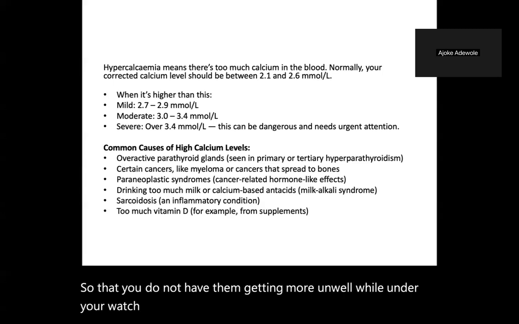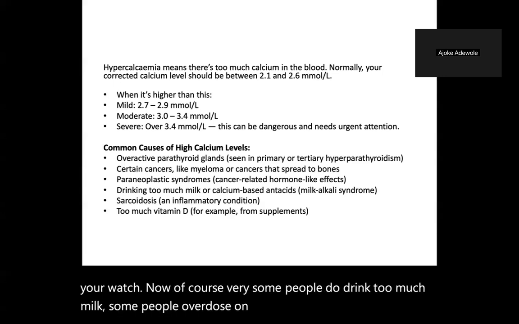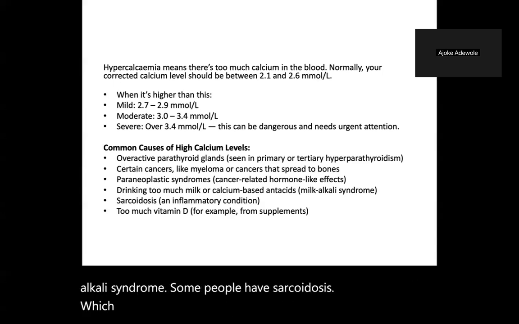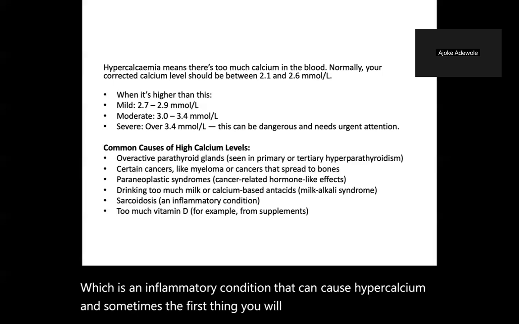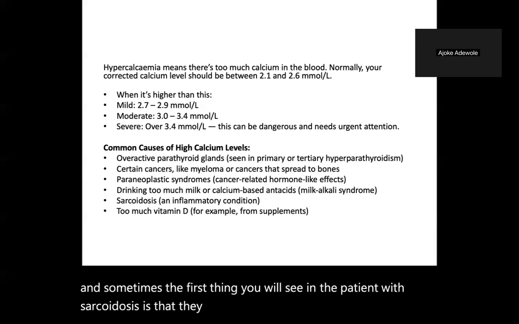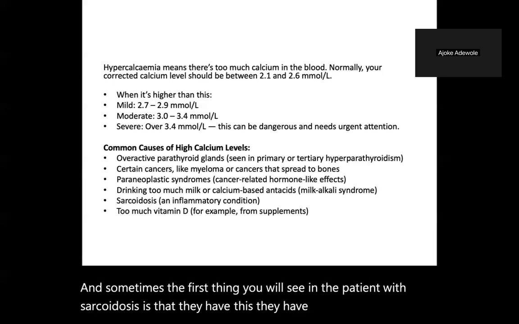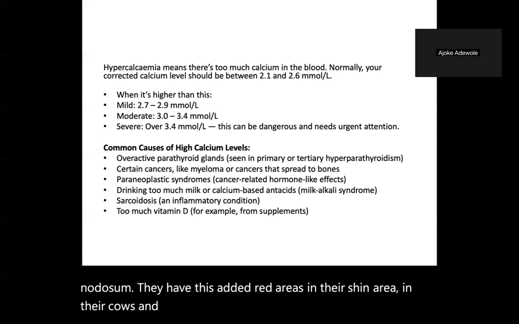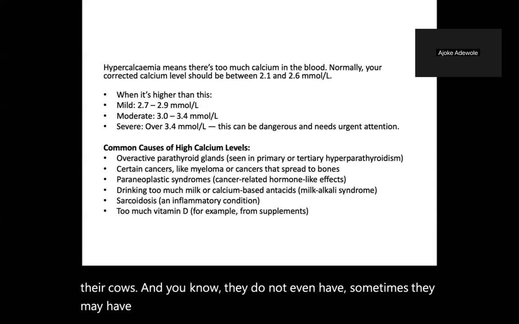Now, of course, some people do drink too much milk. Some people overdose on antacids. That can cause the milk alkali syndrome. Some people have sarcoidosis, which is an inflammatory condition that can cause hypercalcemia. Sometimes the first thing you will see in a patient with sarcoidosis is that they have this erythema nodosum. They have these angry red areas in their shin area, in their calves. Sometimes they may have respiratory problems, sometimes not.